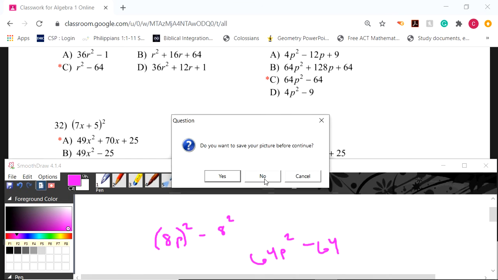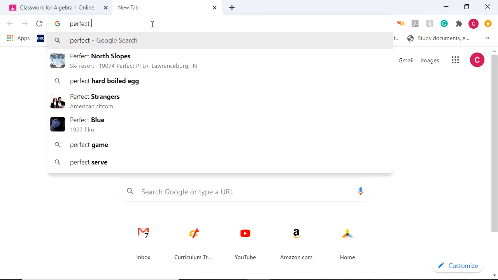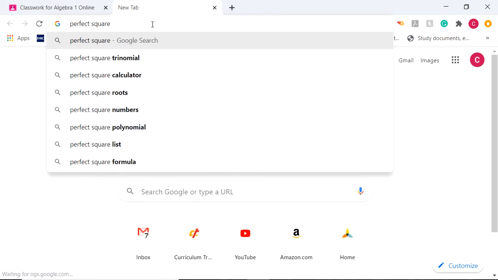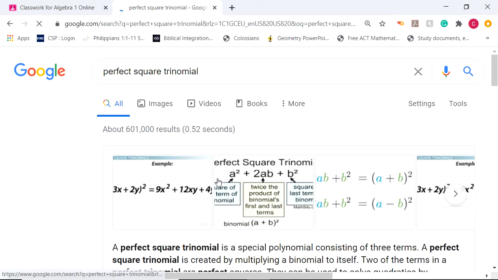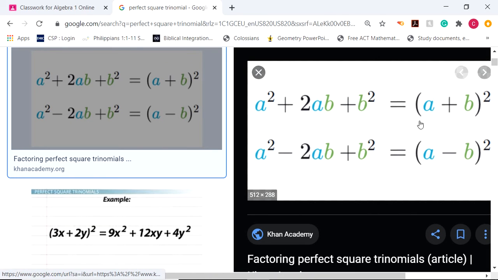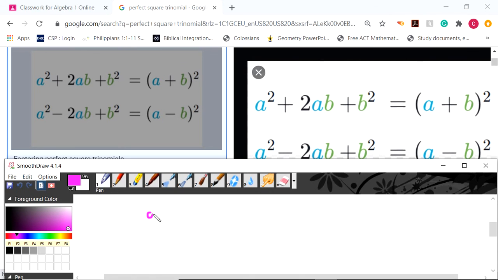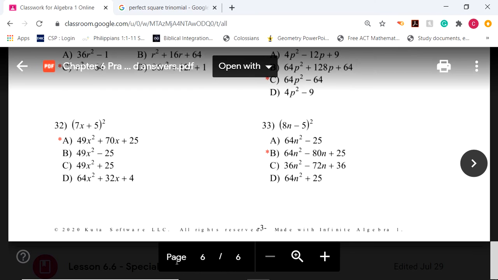The next ones are when you just square them. Those are called perfect square trinomials. And remember, there is a special formula for those. So here's the plus and here's the minus. We're going to do the plus first. So it's a plus b squared, right? So it becomes a squared plus 2ab plus b squared. So that's the plus.